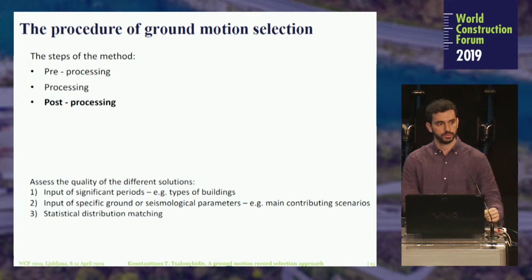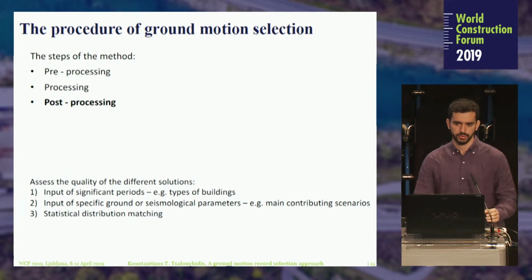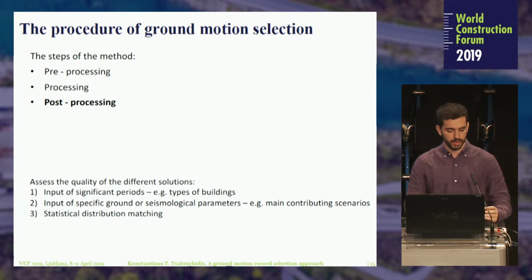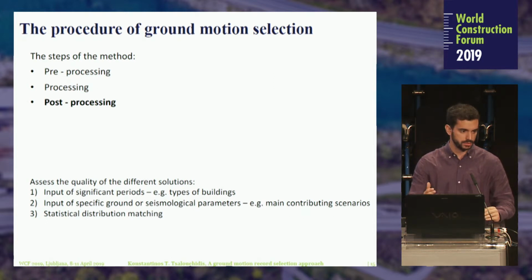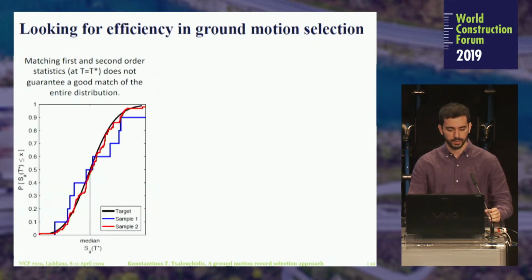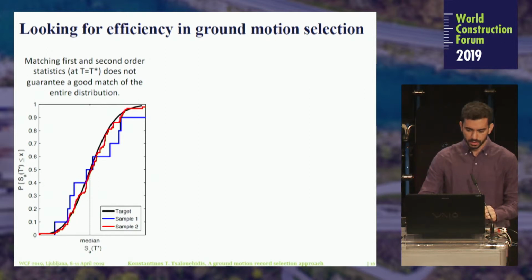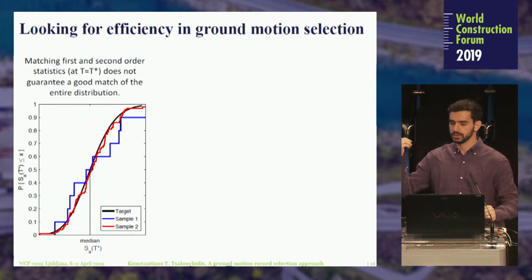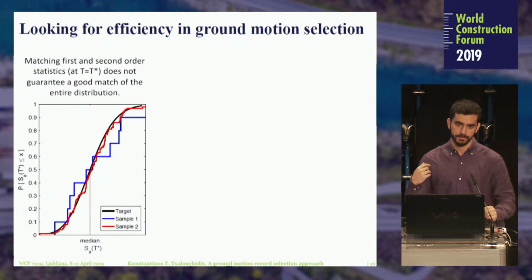So we might want to assess our different solutions depending on what the main contributing earthquake scenarios are, in order to have the best record set for our analysis. And the final part is the statistical distribution matching. I will explain this by looking at how we can be efficient and how we can meet some statistical distributions through our method. This is the cumulative distribution that we should expect to have at each period.